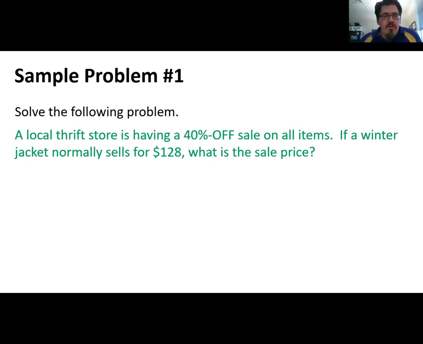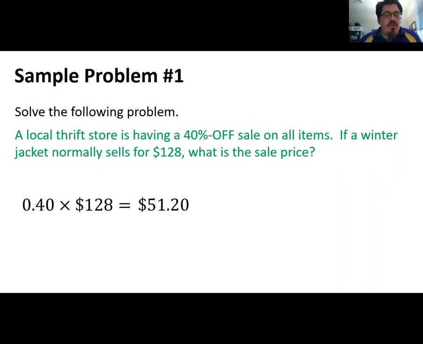So what we're going to do is we are going to solve an of-is problem. And the first step is to basically figure out how much they're taking off the price. And it's 40% off. So we're going to take the 40% written as a decimal. So we convert 40% to 0.40, and we're going to multiply that by the normal price or the original price of the jacket. It's just straight multiplication in this case. We get a value of $51.20. That's the amount that is coming off of the price.